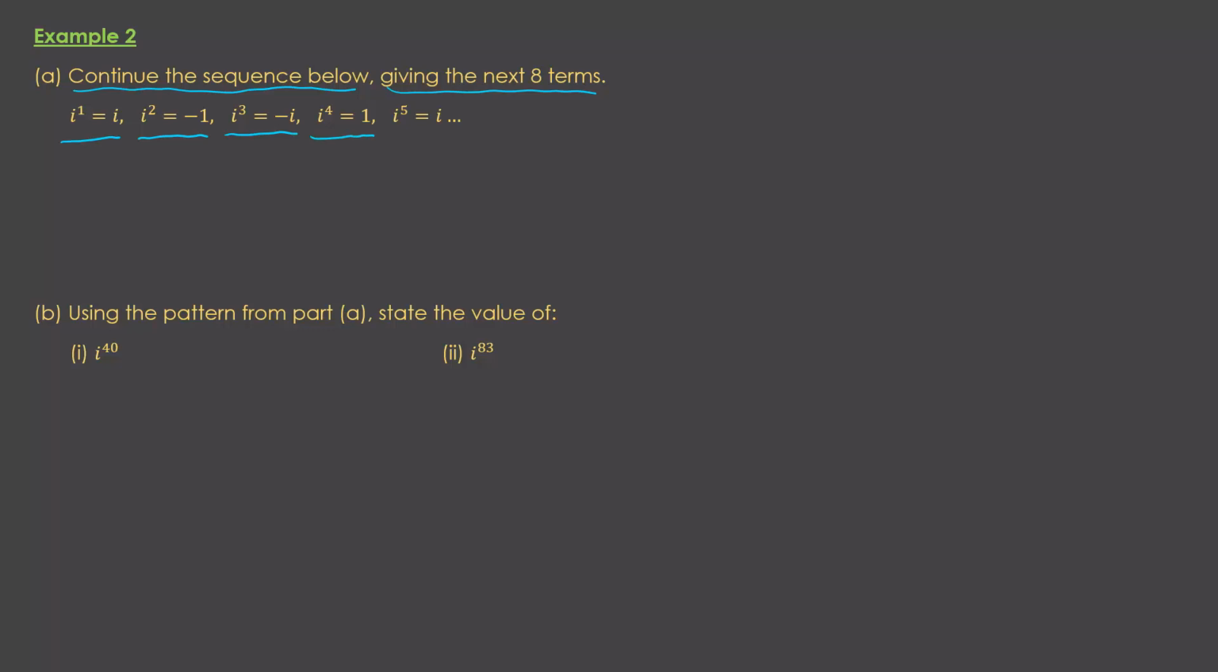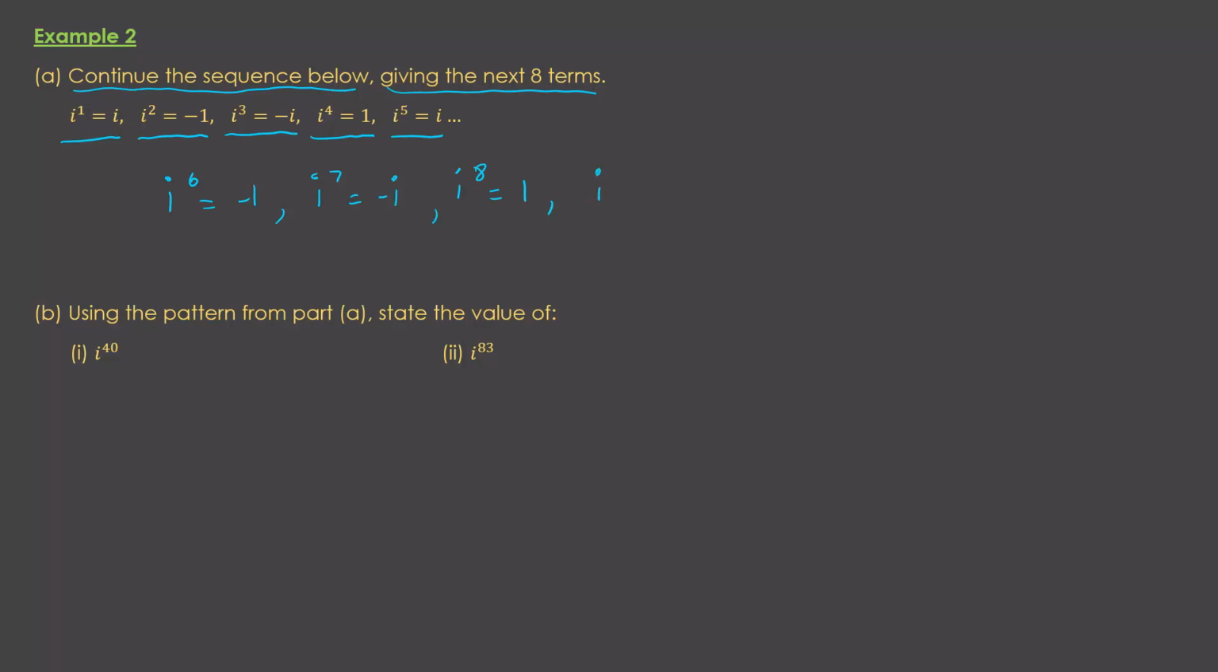i to the 4 would be 1, because negative i times i times i is -1, and take the negative of that, it's 1. Which means when we get to i to the 5, we're back to the beginning again. So if we want the next 8 terms, i to the 6 is going to be -1. i to the 7 is going to be -i. i to the 8 is going to be 1.